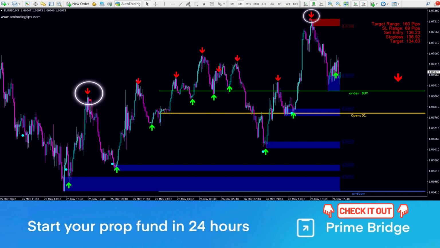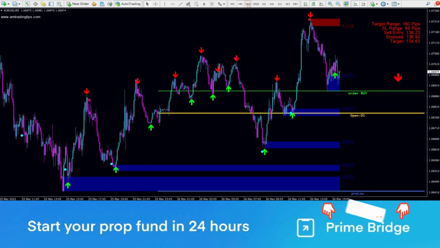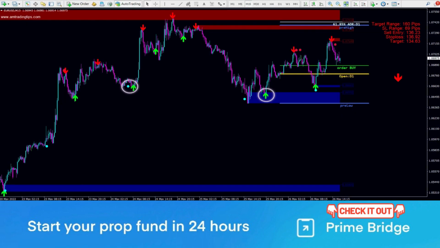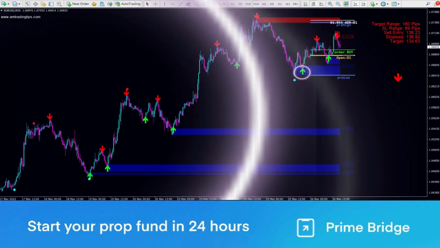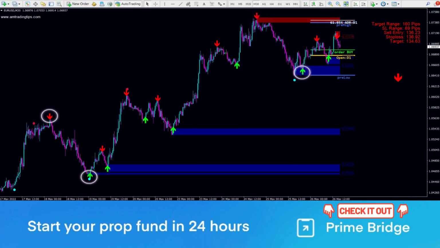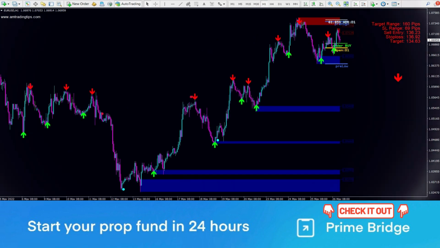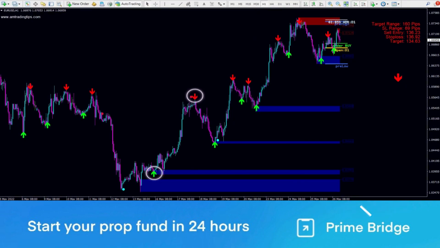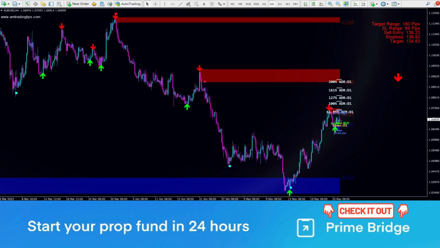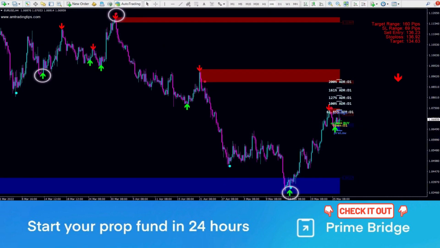Let's look at some perfect buy and sell trade setups with different time frames. Here is a perfect buy trade setup with the 15 minutes time frame. Here is a perfect buy and sell trade setup with the 30 minutes time frame. Here is a perfect buy and sell trade setup with the 1 hour time frame. Here is a perfect buy and sell trade setup with the 4-hour time frame.